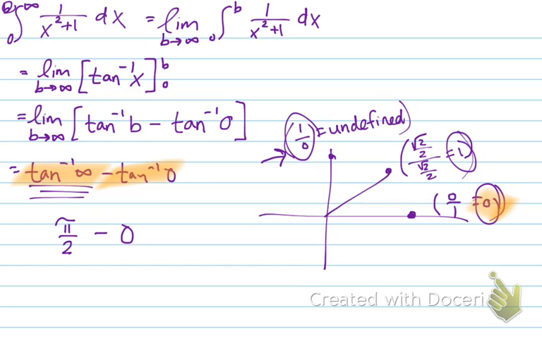Again, if you don't believe me from the unit circle, try looking at a graph of it, and you'll notice that at pi over 2, the graph of tangent is unbounded. It goes to infinity at that point. So this is just pi over 2 minus 0, which is pi over 2. Good.